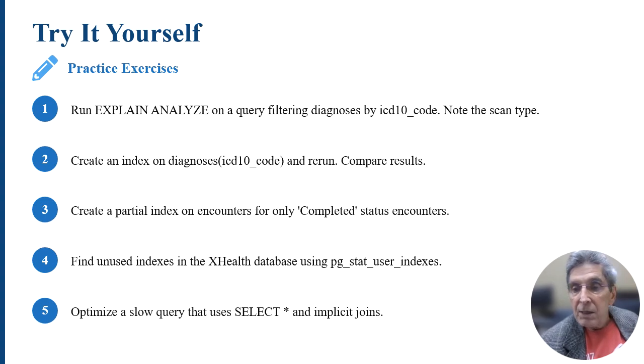And finally, take a slow query that uses select star and implicit joins and optimize it using the techniques from slide 22. Then run explain analyze before and after to see the level of improvement.